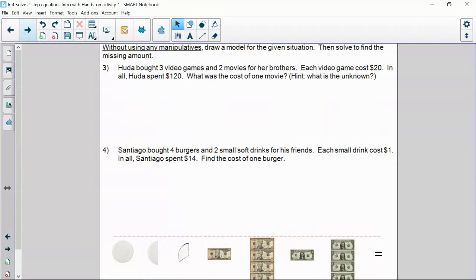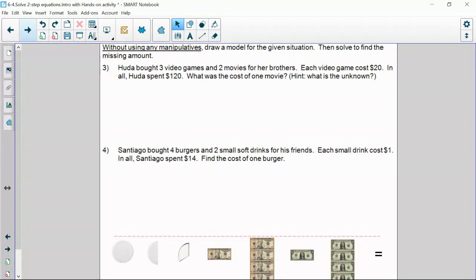Okay. Our last 2 problems, this time, we're just going to draw the situation like we did before. Okay, so Huda bought 3 video games and 2 movies for her brothers. Each game cost $20 and in all, Huda spent $120. What was the cost of one movie?